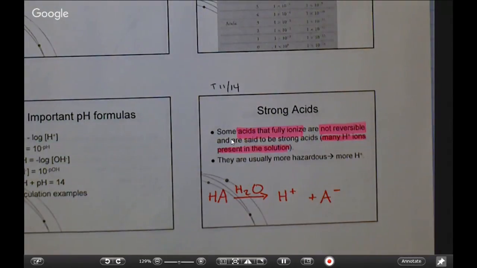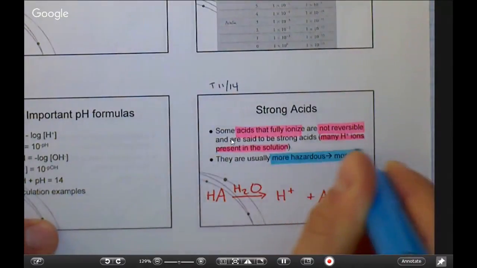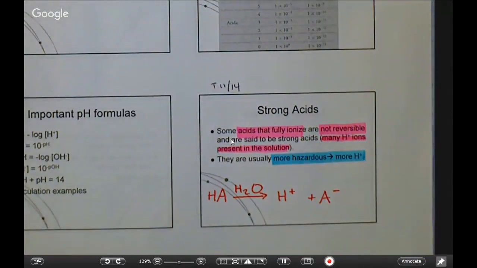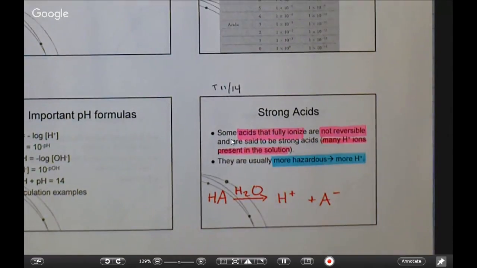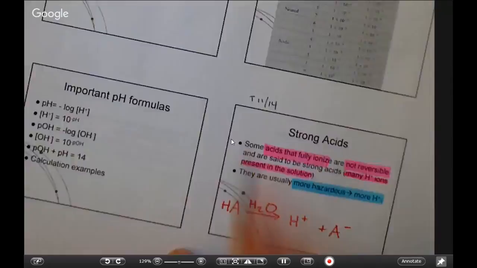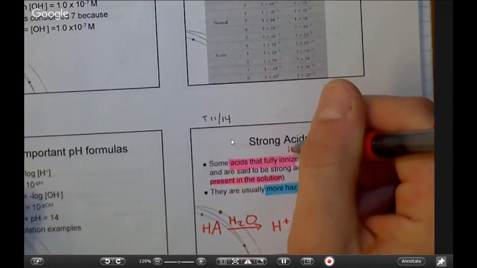And something to keep in mind with these strong acids is that they are usually more hazardous than weak acids, and we'll see why, and it has to do a lot with the amount of H+ ions that are in solution. Okay, so here we see that strong acids are more hazardous because you have more H+ ions. All right. So again, completely dissociate or fully ionize, the reaction is not reversible. So you're going to have 100% ionization.